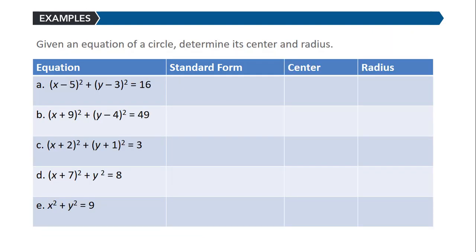Now, this next example, I'm giving you the equation of a circle. You have to determine its center and radius. So again, we need to think about the standard form, which is x minus h squared plus y minus k squared is equal to r squared. The key thing here is that inside the parentheses, we have the subtraction sign. So we have x minus 5 squared plus y minus 3 squared is equal to 16, which is really 4 squared.